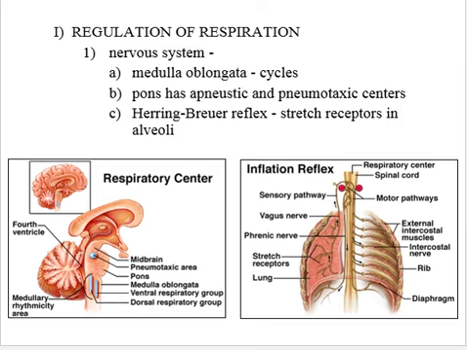The pons has two respiratory centers, the apneustic center and the pneumotaxic center. These two centers help to fine-tune your respirations. The apneustic center tends to have a positive effect, and the pneumotaxic center has an inhibitory effect, right? So apneustic is stimulatory, the pneumotaxic inhibitory.